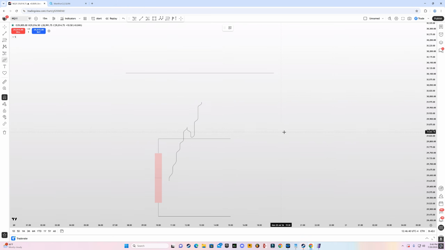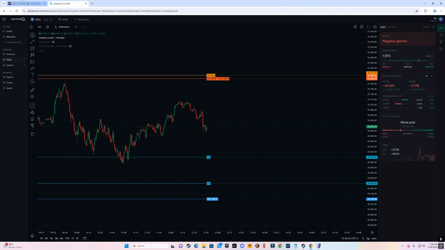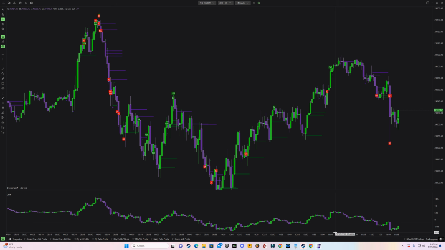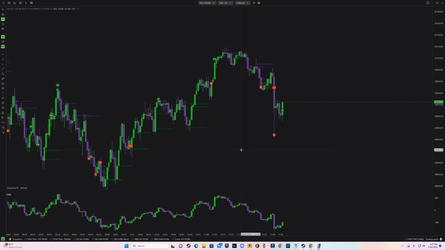So you can target that level as your take profit. Now, that is part of how we use the gamma environment to our advantage, right? So we only take opening range breakouts during the negative gamma regime. Now, here comes the fun part, right? What we're going to use is order flow to confirm our entries even further, right?